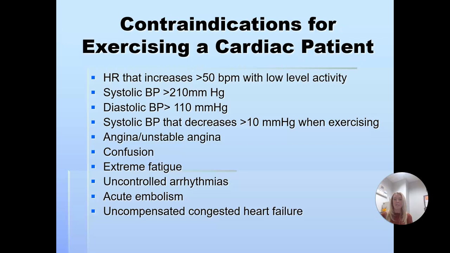If their systolic blood pressure is greater than 210 millimeters of mercury, or their diastolic is greater than 110 millimeters of mercury, that's high blood pressure. Probably not the best time to exercise them. A systolic blood pressure that decreases more than 10 millimeters of mercury when exercising. If they have chest pain, stable, unstable, probably not a good idea to exercise. Confusion or extreme fatigue, uncontrolled arrhythmias, feeling that flutter in their heart, and acute embolism or uncompensated congestive heart failure.